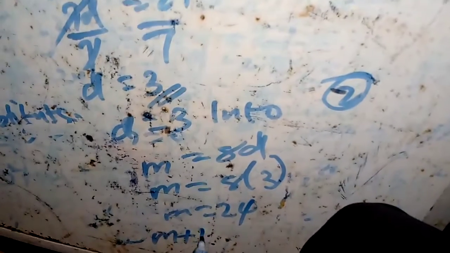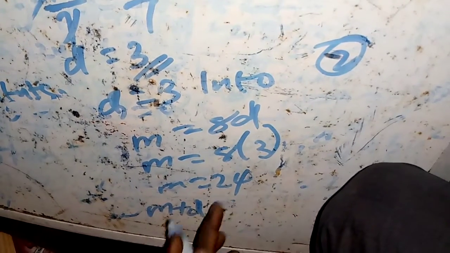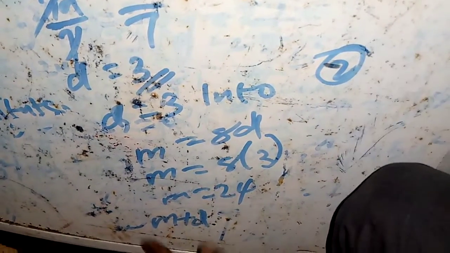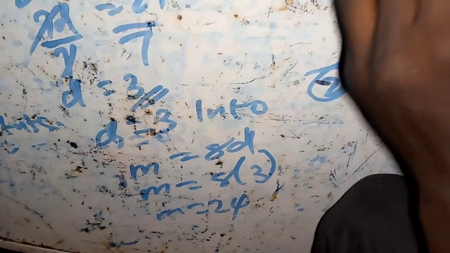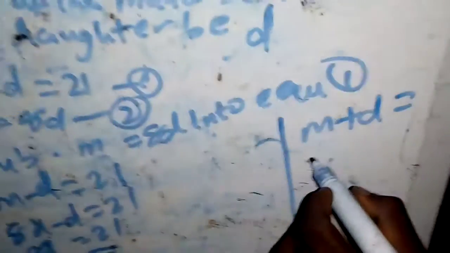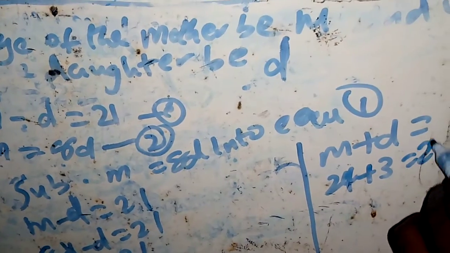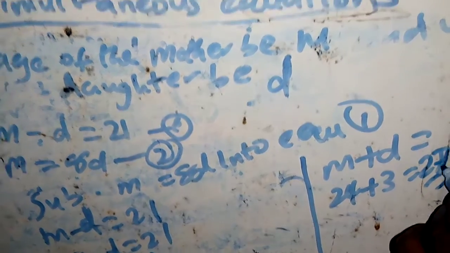So the sum of their ages will be m plus d. What's m? The mother is 24. So m plus d equals what? The mother is 24 and the daughter is 3, so it equals 27. Final answer: 27.